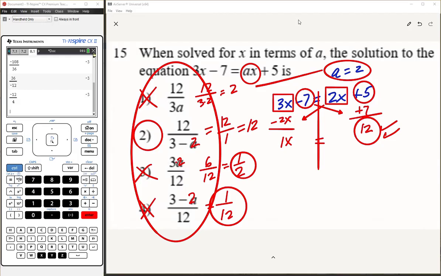Now we could use the calculator and do this as well, right? We could use Mini32 after we stored a number for A, but this one is pretty straightforward. That's how you can solve these. Now this technique will work on a lot of these multiple choice questions, so please use it. Please use it.